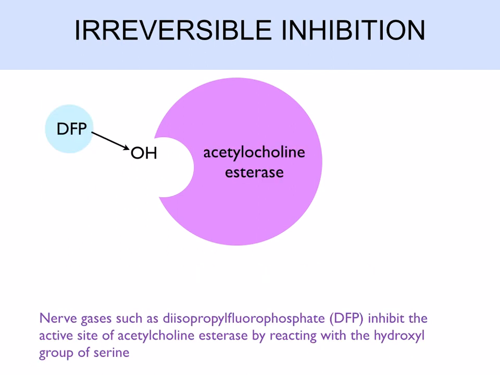Another example is a nerve gas called DFP. And what it does is it inhibits the active site of acetylcholine esterase by reacting with the hydroxyl group of serine. So you have this nerve gas that binds to an enzyme called acetylcholine esterase, and this is involved in nerve transmission.